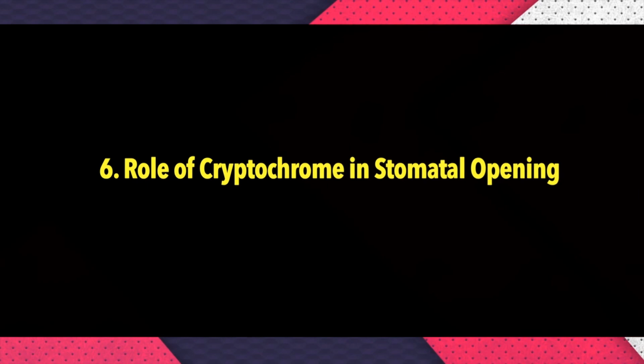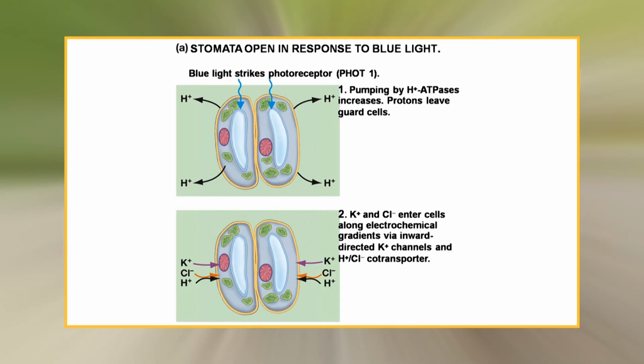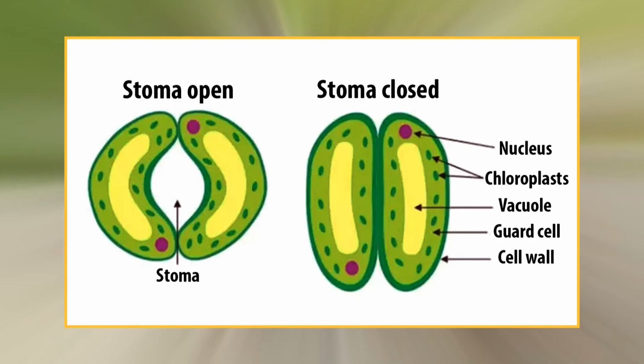Number 6. Role of cryptochrome in stomatal opening. Phototropins were considered as the sole photoreceptors which regulate stomatal opening. A recent observation showed that cryptochromes also contribute to the blue light stimulation of stomatal opening. It was found that the Cry1 Cry2 mutant and Cry1 gene overexpressing plants exhibit a reduced or increased stomatal opening in response to blue light respectively.